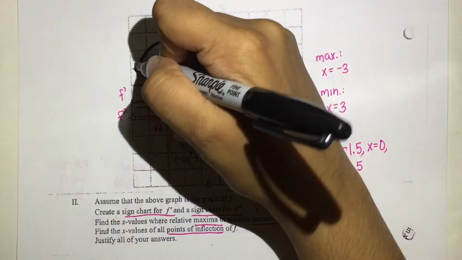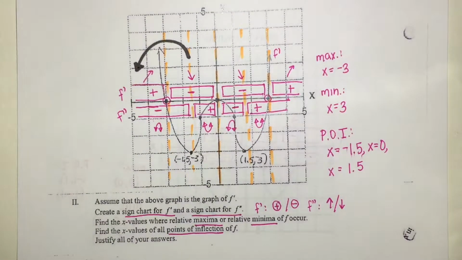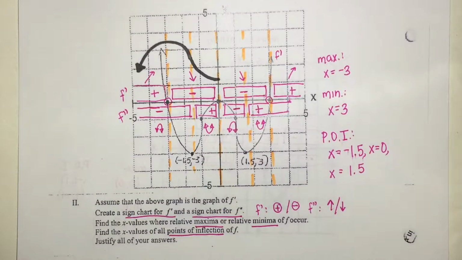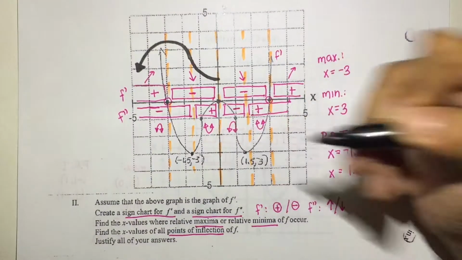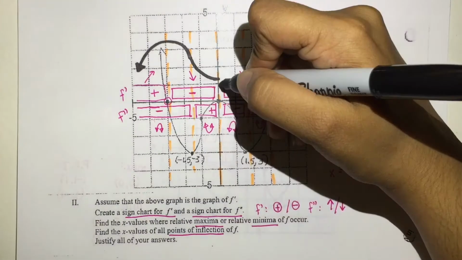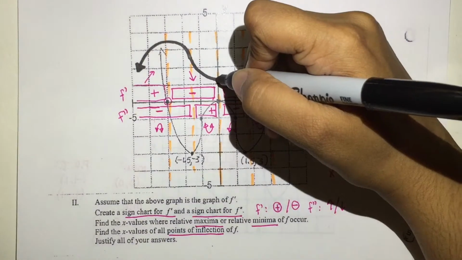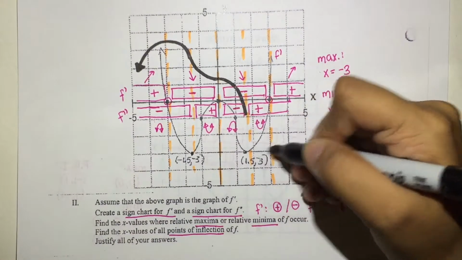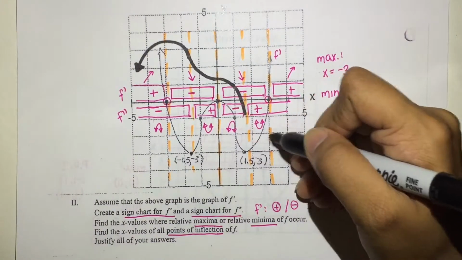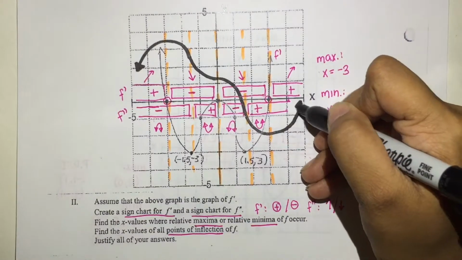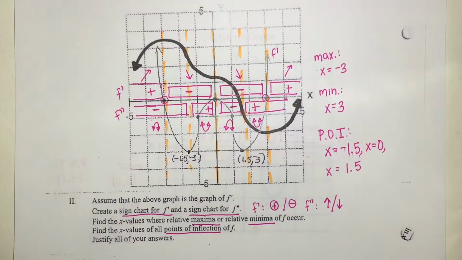Then after that, we can see that the graph is still decreasing, but it changes to concave up, making our graph look like this. The graph remains decreasing, however, it goes concave down. Therefore, we must make the graph like this. After that, the graph is decreasing still, but it's concave up, making it look like this, and then finally it ends with increasing and concave up. So that's our graph.